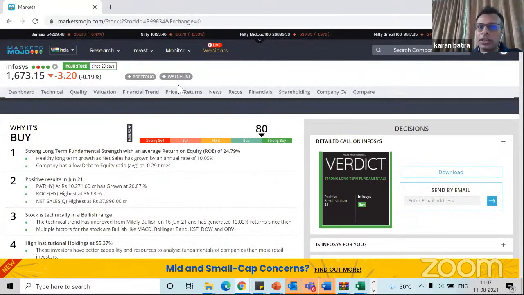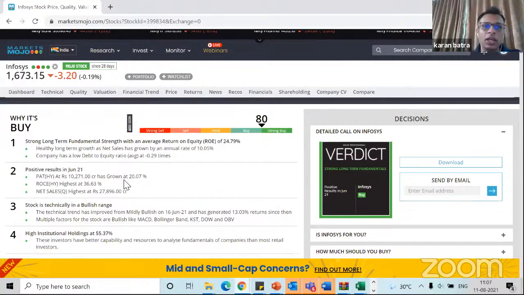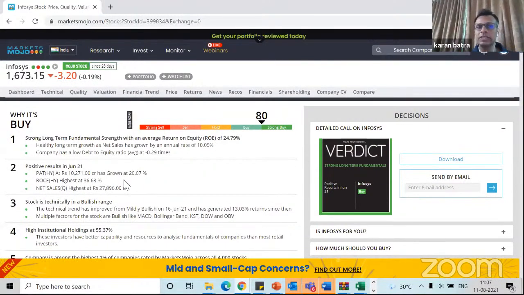So this is the call that I was telling you about. Infosys is one of the highest rated stocks. It has a score of 80, and it is rated a buy in our system. This is my first level of research whenever I'm looking at a company: the dashboard. The dashboard gives me what the call on the company is, and why this call has been arrived at. So what are the factors working for the company or not working for the company, which have culminated into this call of buy on Infosys.